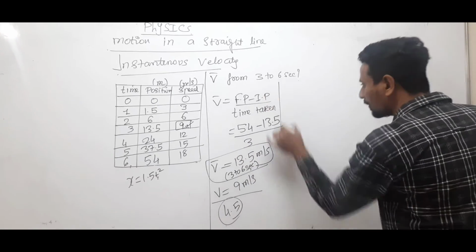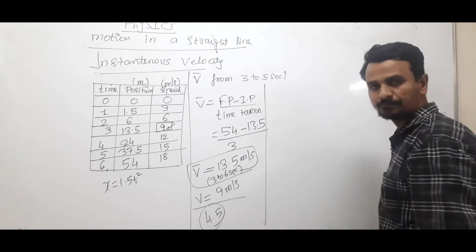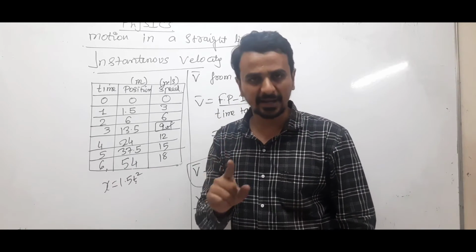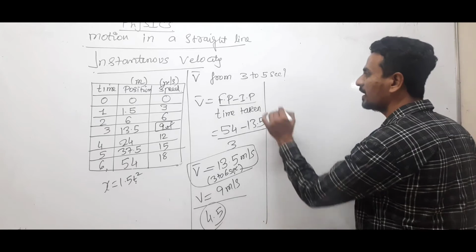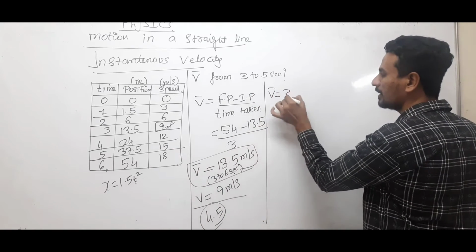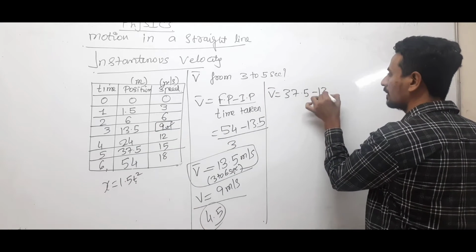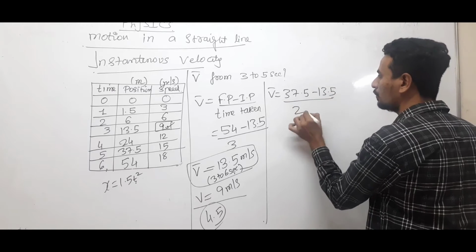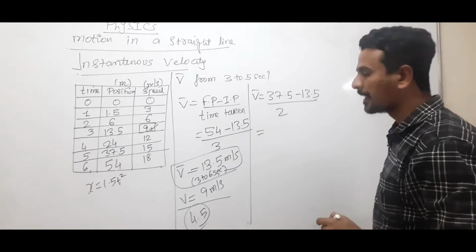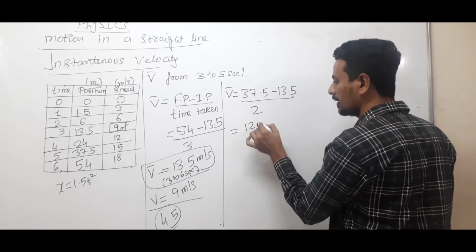Fine. Now let us calculate the average velocity between 3 to say 5 seconds. What did I do? I have just reduced the time by 1 second. I have reduced delta t by 1 second. Now I am calculating the average speed. So the same final position, that is 37.5 minus 13.5 divided by 2. Clear? So this will be 24 by 2, 12.